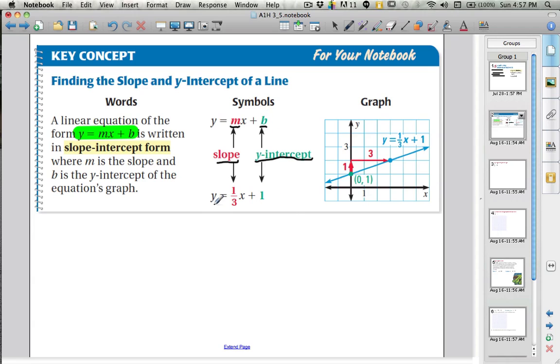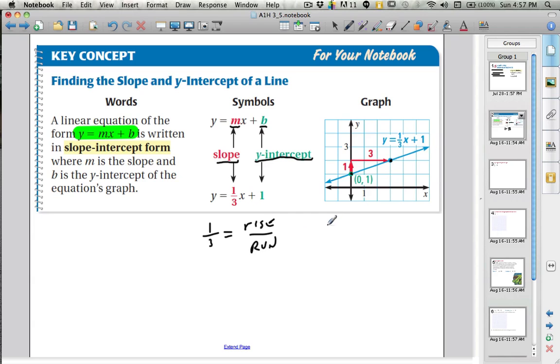So if we take a look at this particular equation, my slope is 1/3 and my y-intercept is 1. So if I start here on my y-intercept of 1 and I follow my slope, I go up 1 and right 3. Remember, slope is rise over run. So I'm going to move vertically 1 because that's the rise, and then 3 to the right, that's the run. That makes 1/3. And that will give me a second point and allow me to graph.